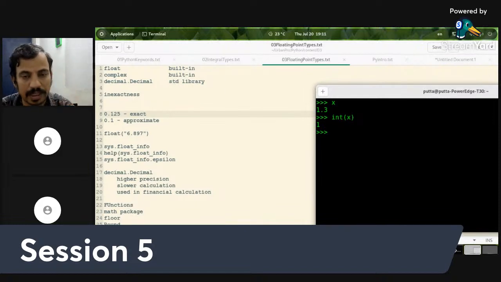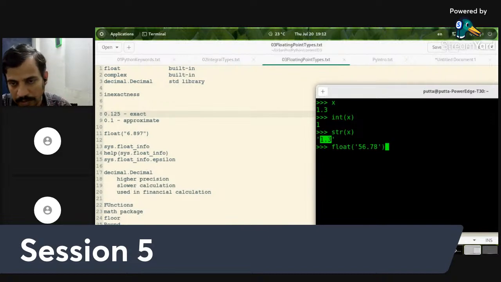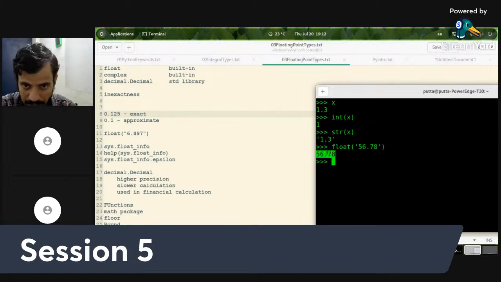Similarly, I can have another conversion function. If I want to convert this float value to a string, I can say str of x. So 1.3 gets converted to the string '1.3', within single quotes. And likewise, you can convert a string value to a float value as well. Float of '56.78'. If we apply the float function, it gives us the equivalent floating value.